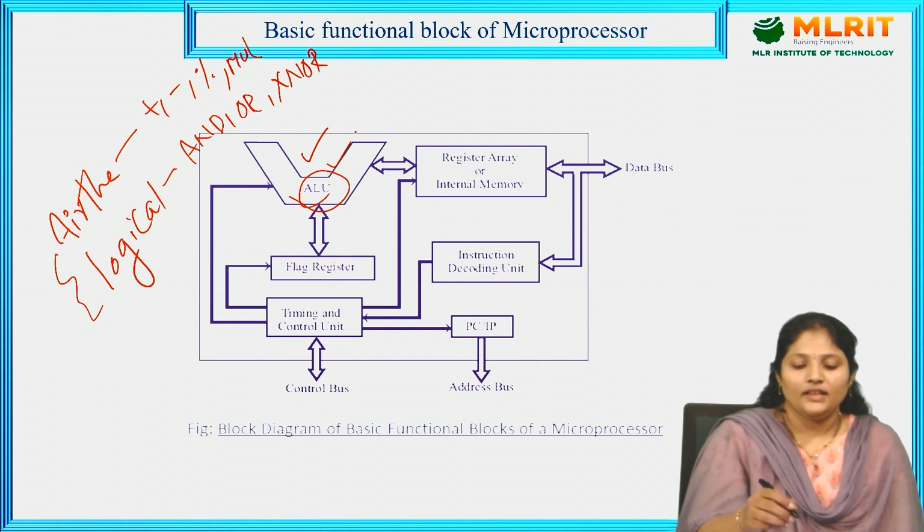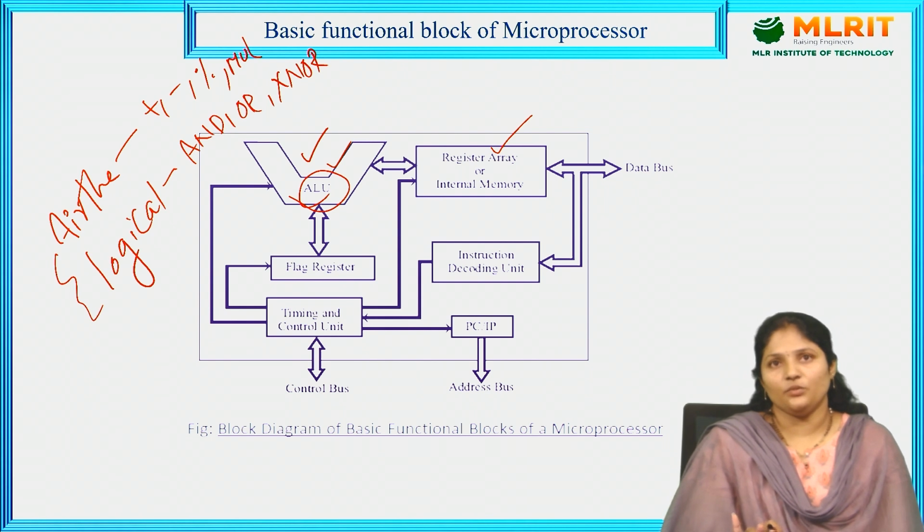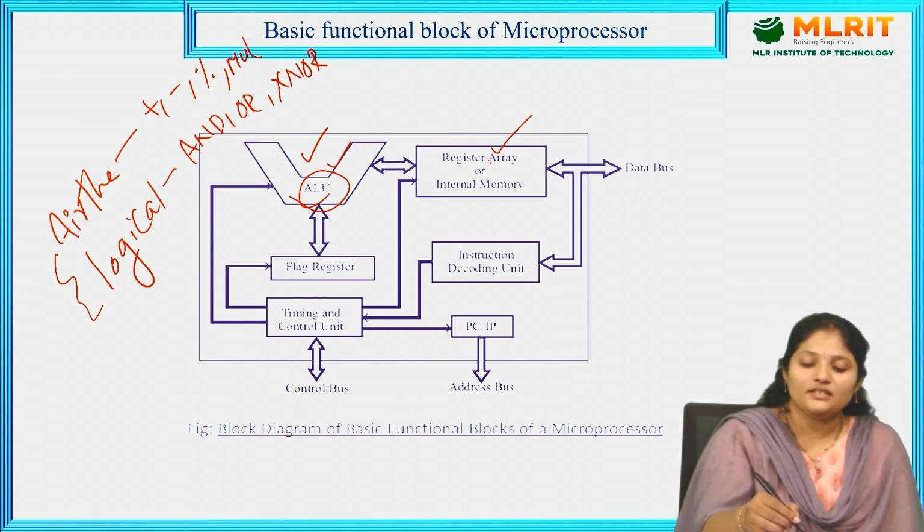Next, coming to the register array and internal memory. The microprocessor we are going to learn, 8086, doesn't have any memory, but there should always be some memory to support that microprocessor, so we take the memory outside as an external device. So here register arrays are used.